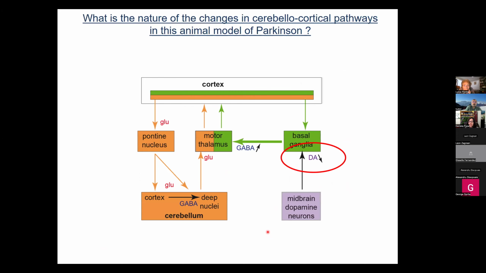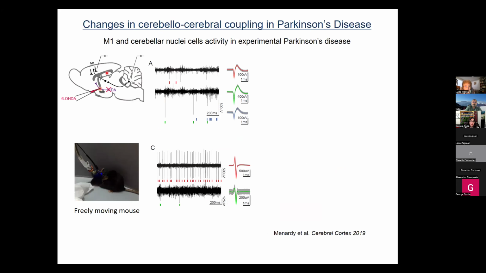So now, what is the nature of the changes in the cerebellocortical pathways in this animal model of Parkinson's disease? To answer this question, we recorded with electrophysiology the activity in the cortex and then in the cerebellum in this animal model of Parkinson's disease. So here you see recordings from the cerebellar nuclei and for the cortex. Here is the motor cortex and here the cerebellar nuclei. This is in freely moving mice, in the case where we did the controls and also in the case where we use this toxin to have the animal model of Parkinson's disease.